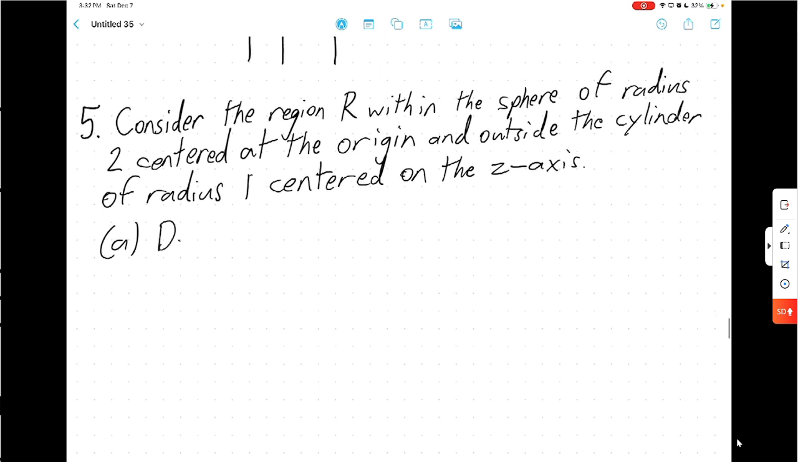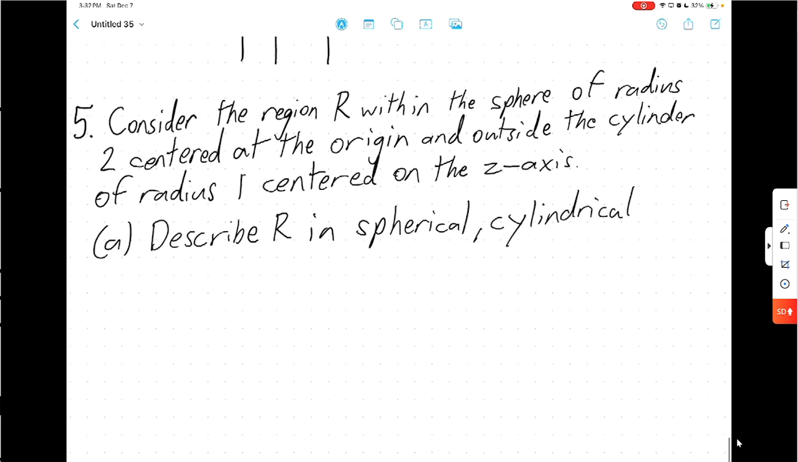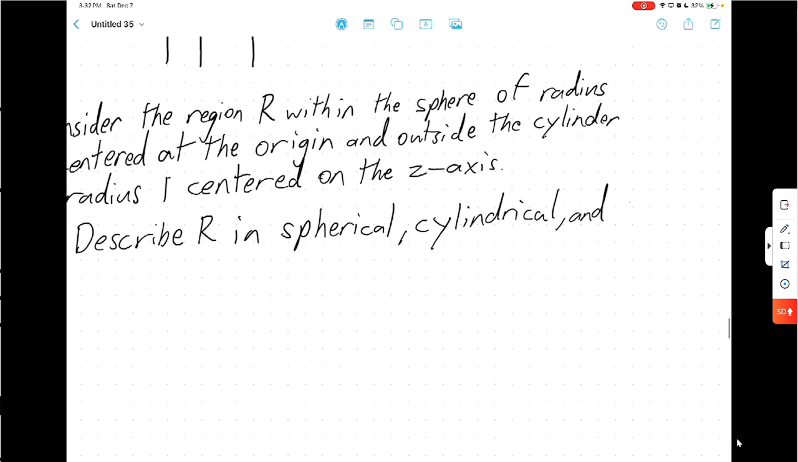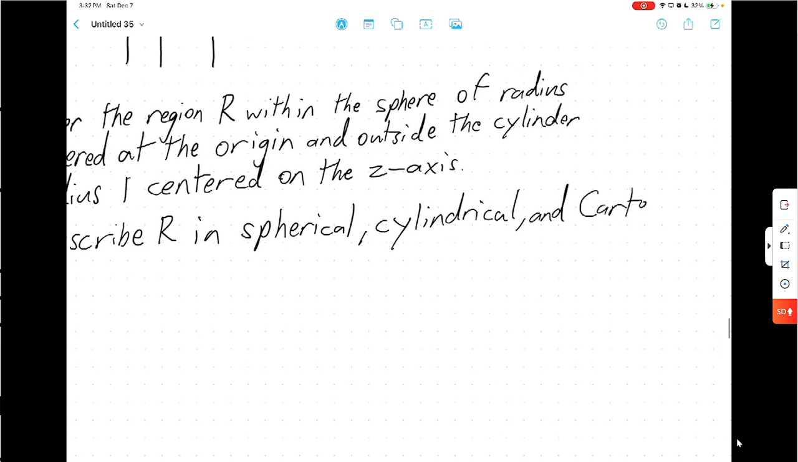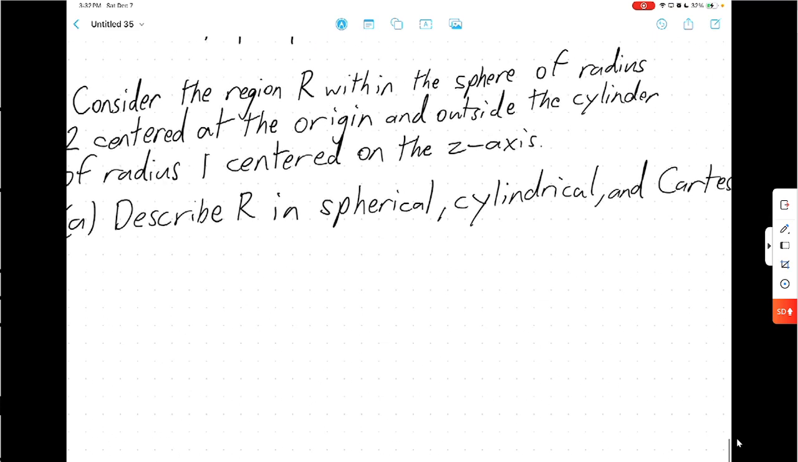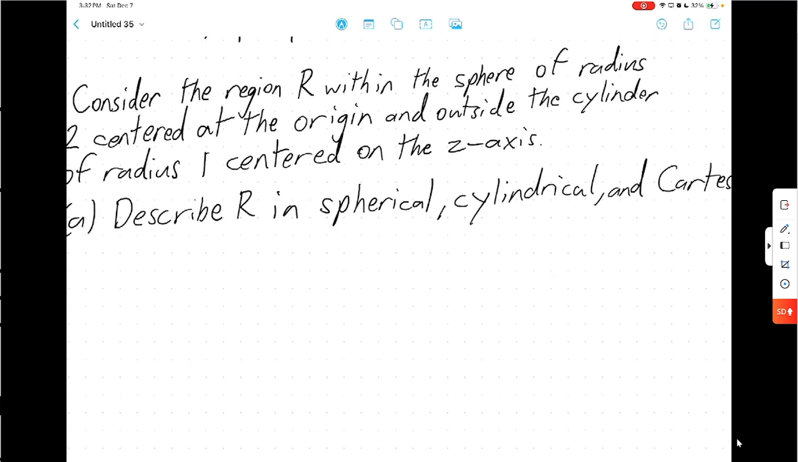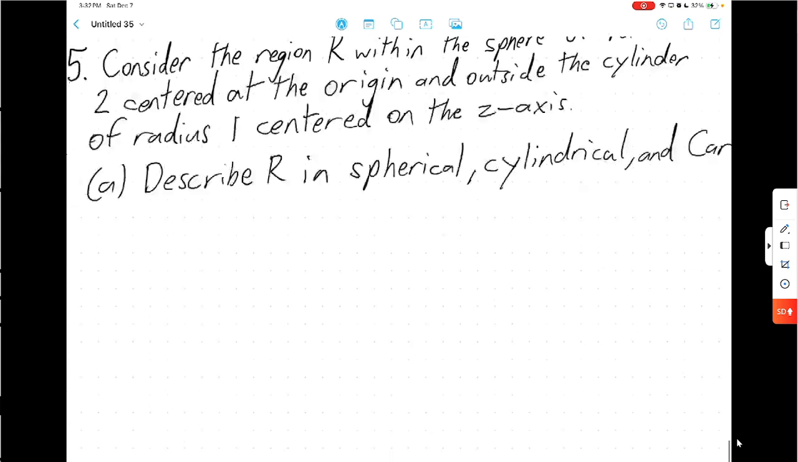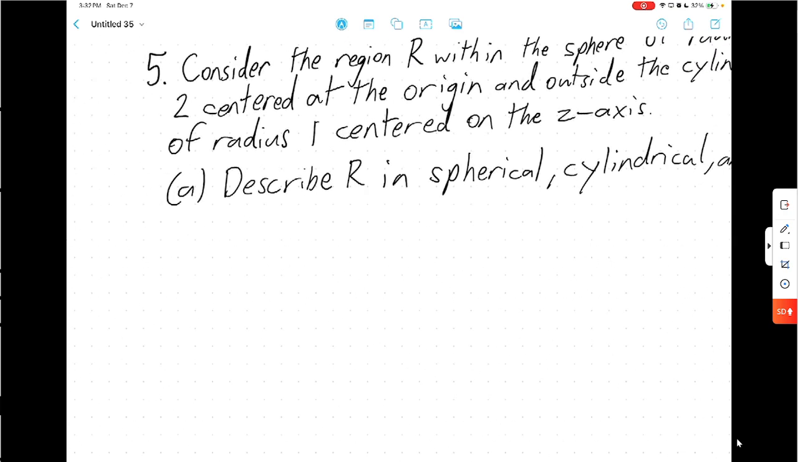Part A says to describe R in spherical, cylindrical, and Cartesian. So first R in Cartesian. Or actually, let's do cylindrical first, because that's the easiest one.